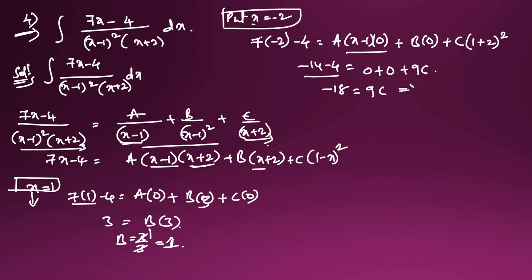So c is equal to how much will come? C is equal to 9 minus 18 divided by 9 will come. Minus 18 divided by 9, 9 twos are 18, means c is equal to minus 2. B value we got and C value also we got. C is equal to minus 2.